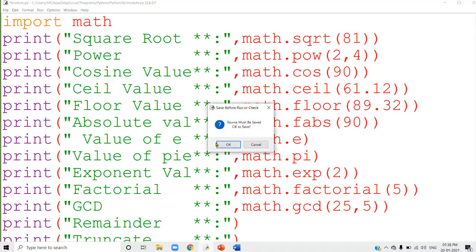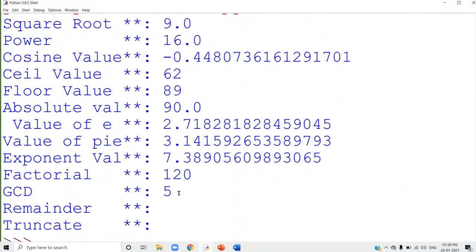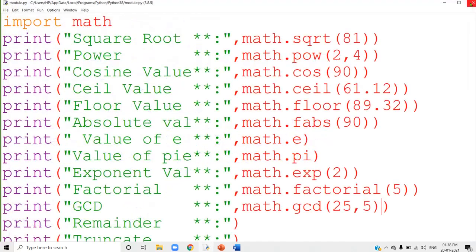So here I can show you the answer: the GCD between 25 and 5 is 5. You can try it with other numbers also. And the next one is remainder. Remainder also we studied. In Python, you will get the remainder by using an operator. Which is that operator? You know that the remainder you can find out by using the percentage sign operator. So here also we have a function inside the math module.